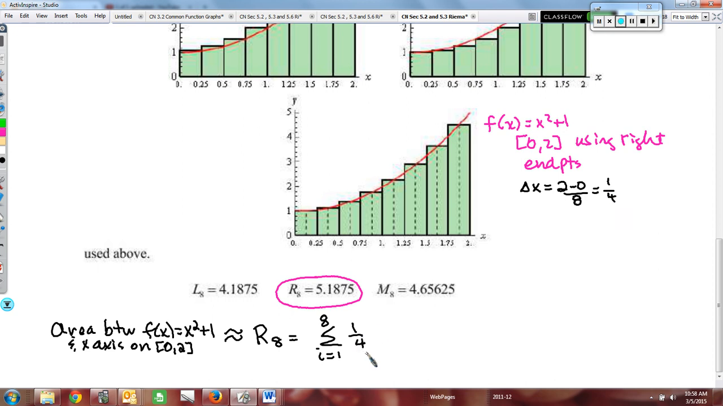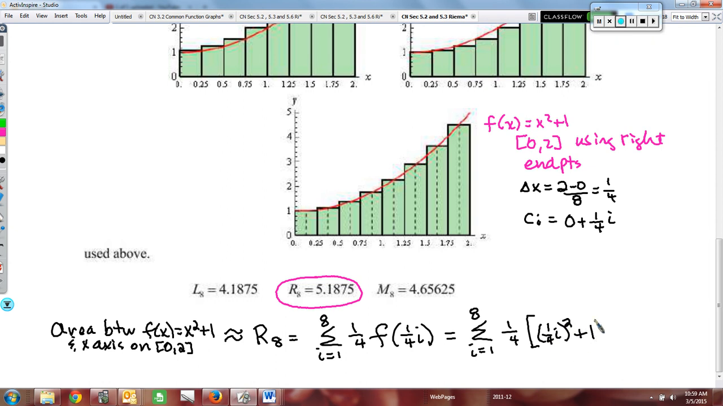So I can write it as 1/4 times f of c sub i. Using my right endpoint, that would be 0 plus my delta x times i, so I'm doing f of 1/4 i. That's writing it in summation notation: the sum, i equals 1 to 8, of 1/4. And let's go ahead and put the function in. Our function was x squared plus 1, so we would have 1/4 i squared plus 1.